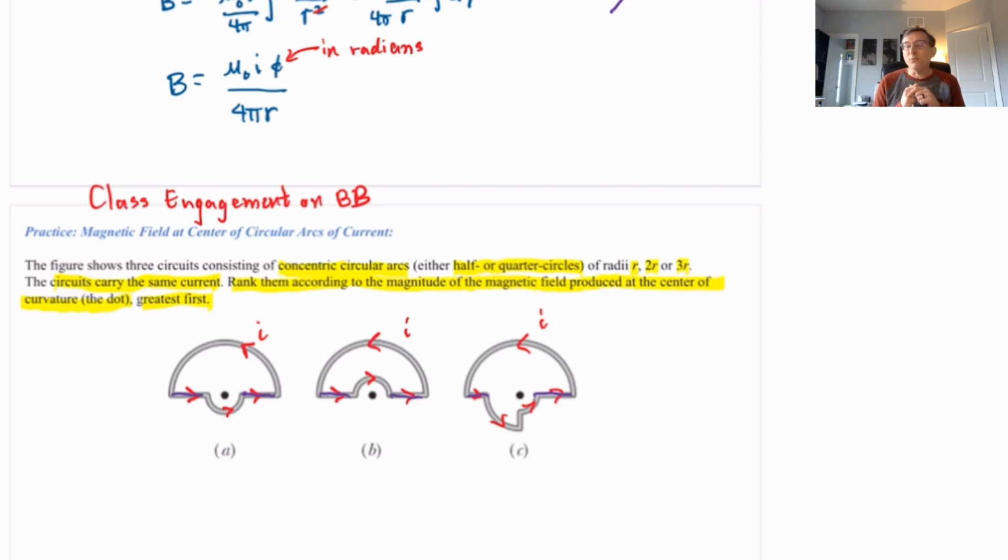Do you see why they don't? It has to do with how they line up relative to the dot. And that magnetic force law, specifically the ds cross r hat part. Let you think about that a little bit. Okay? All right, so rank the net magnetic field at the place where the dot is for those three circuits. Okay? And then we will be talking about this magnetic field law in class. And that's all for this video.